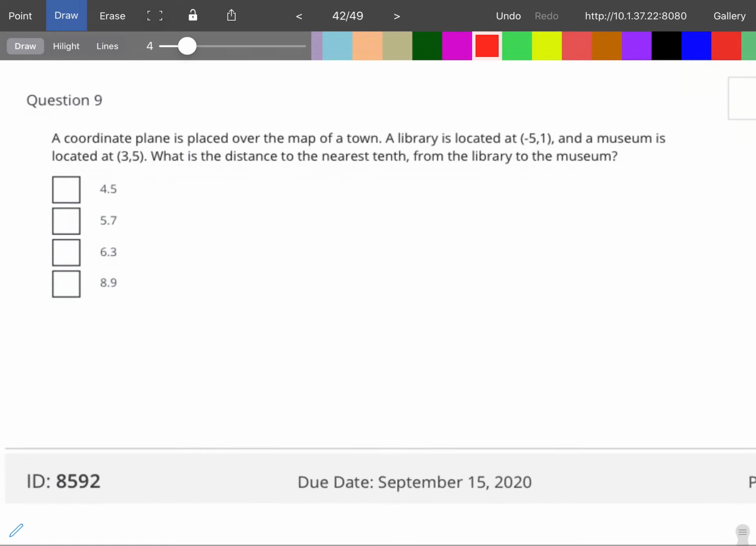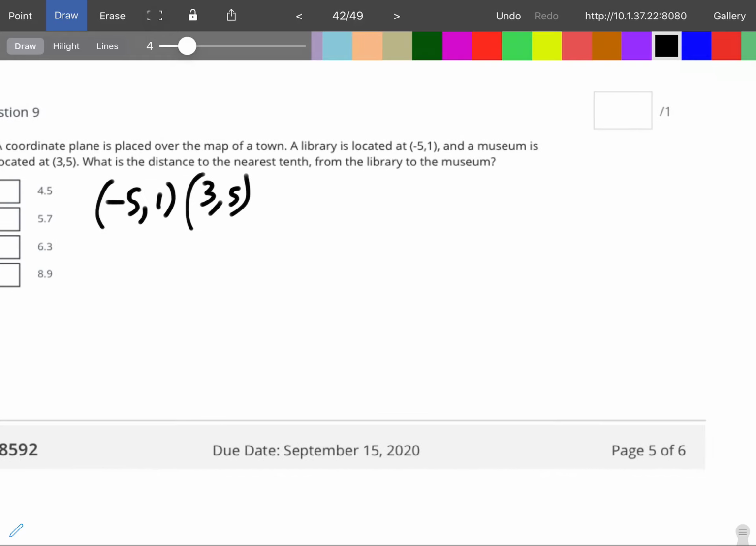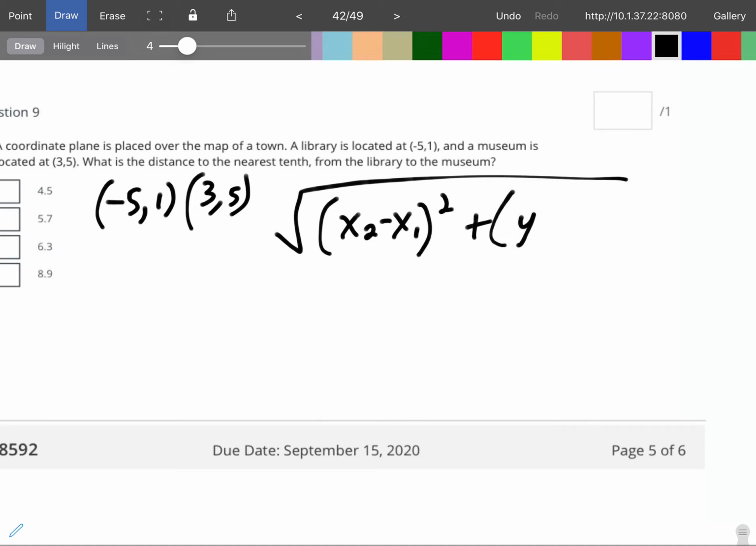Another way to do it is to use 2 coordinates and use something called the distance formula. This is helpful when you don't have a triangle or when you don't have the graph to create the triangle. So all we have here are 2 coordinates, -5, 1, and 3, 5. So in general, the distance formula looks like this. We take the square root of x2 minus x1 squared plus y2 minus y1 squared, and we plug in those answers. So my x coordinates, it's going to be 3 minus -5.